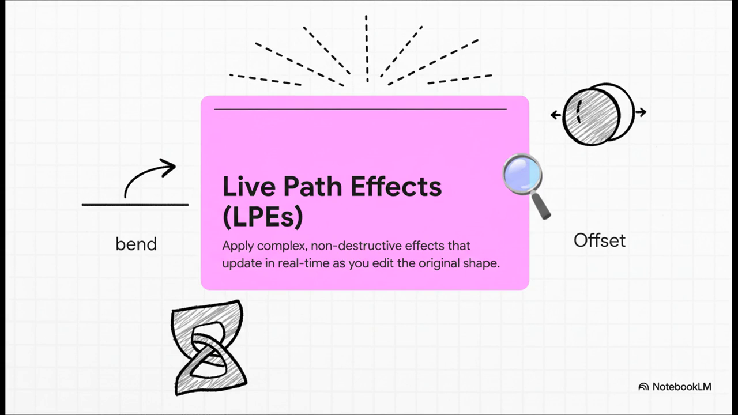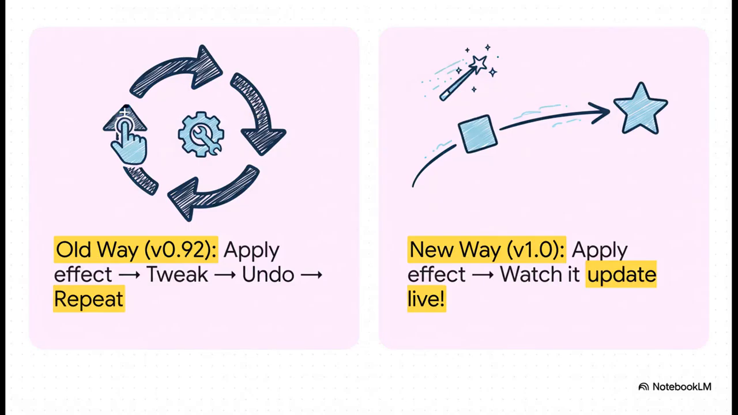So that means you can apply something really complex, like bending or warping a shape, and it updates instantly in real time as you're editing the original object. I mean, your whole workflow just transforms from that tedious, repetitive cycle into this fluid, creative dance. You're not guessing how a change is going to look anymore. You're literally watching it happen. This is an absolute game changer for just playing around and getting your design perfect.